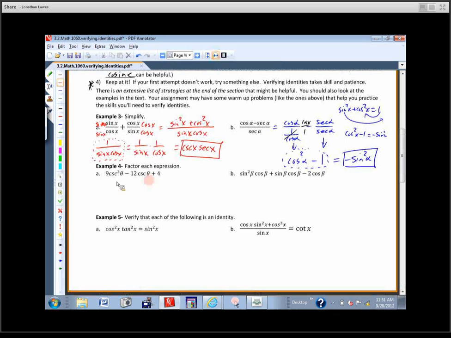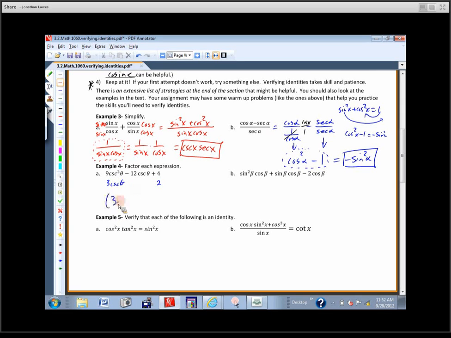Factor each expression. Does anybody recognize this? It's a perfect square. It's a perfect trinomial square. This is a perfect square of 3 cosecant theta. This is a perfect square of 2. If I multiply the two of those together, I get 6 cosecant, and if I double that, I get 12 cosecant. So it fits the pattern for a perfect trinomial square.